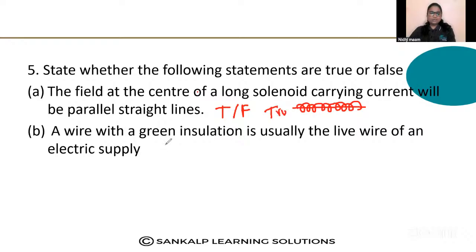The next statement is, a wire with green insulation is usually a live wire. Is it true? Statement B. Very good, Shreya answered it correctly. It is false. Why? Because then what will be the color of the live wire? Can anyone tell me what is the color of the live wire?